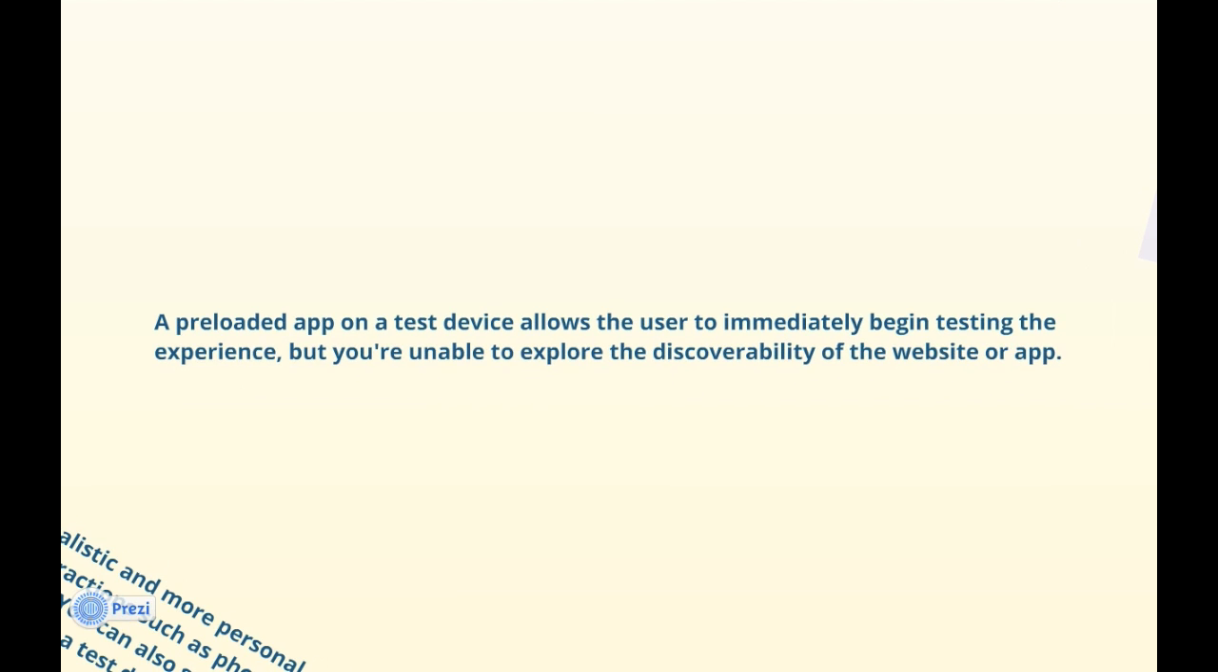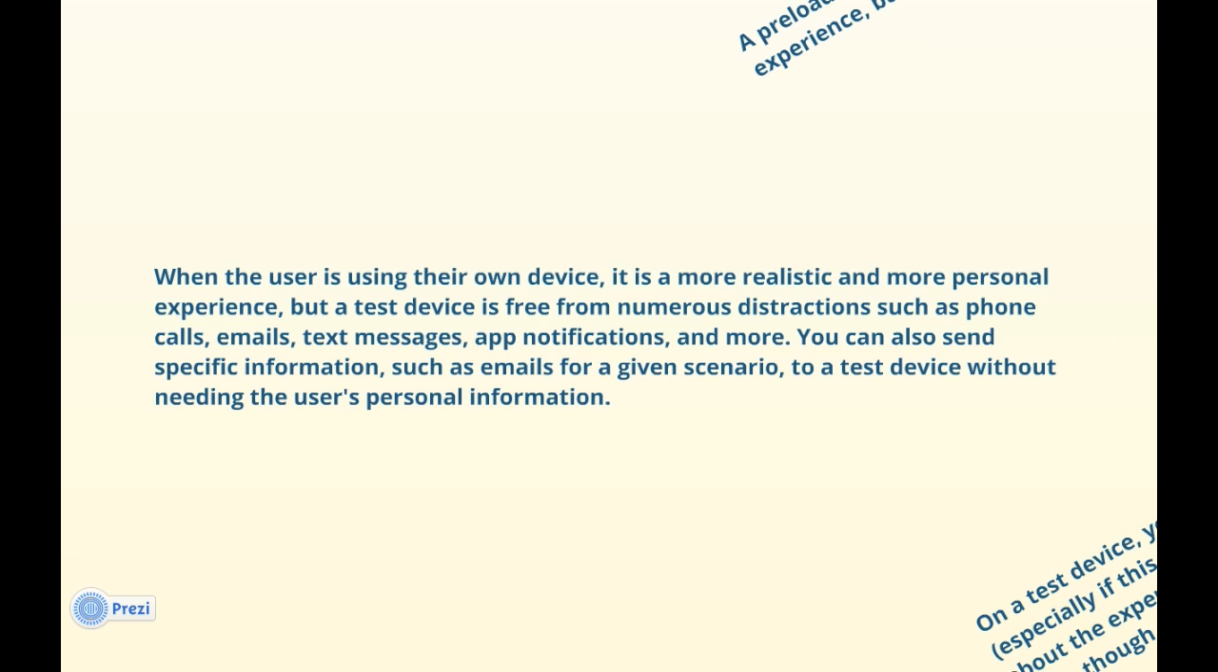A preloaded app on a test device allows the user to immediately begin testing the experience, but you're unable to explore the discoverability of the website or app. When the user is using their own device, it is a more realistic and more personal experience, but a test device is free from numerous distractions such as phone calls, emails, text messages, app notifications, and more.